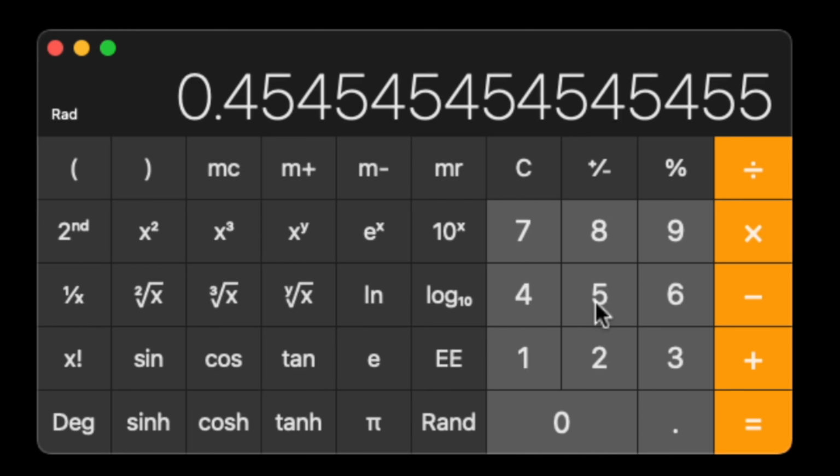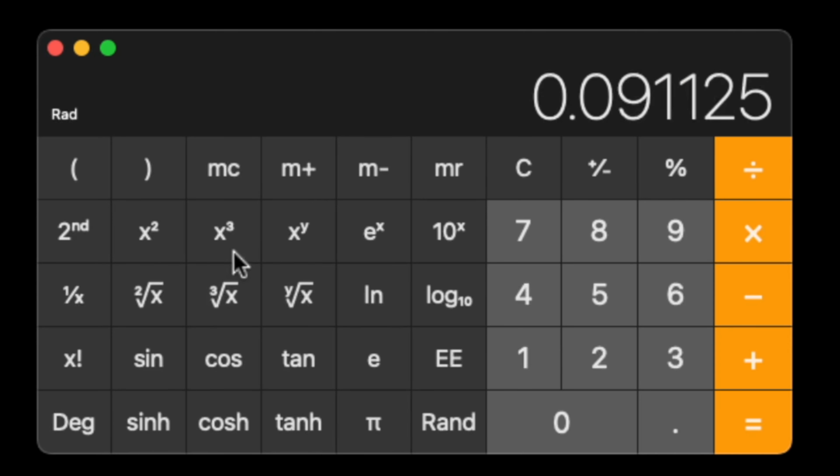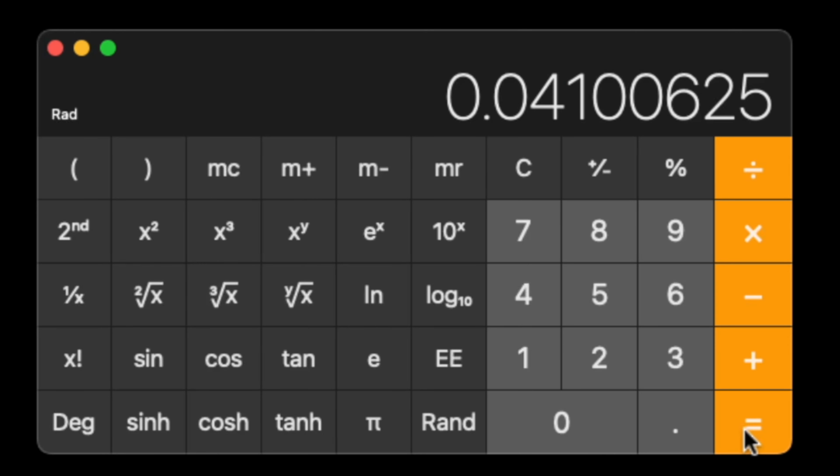Now, to see a 6 before a 7 in craps: if I do 0.45 squared, it's a 20% chance to see 2 sixes before a 7. If I do 0.45 cubed, it's a 9% chance to see 3 sixes before a 7. If I raise 0.45 to the 4th power, there's your 4% chance to see 4 sixes before the 7.